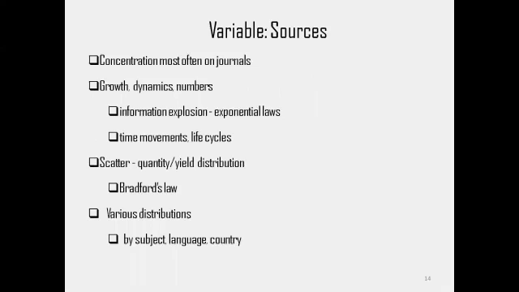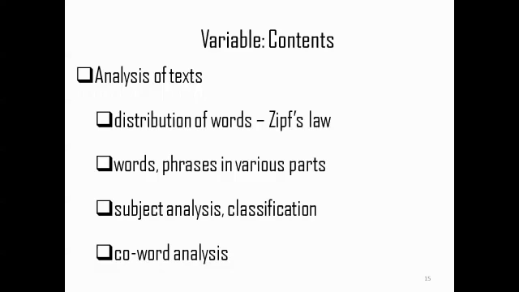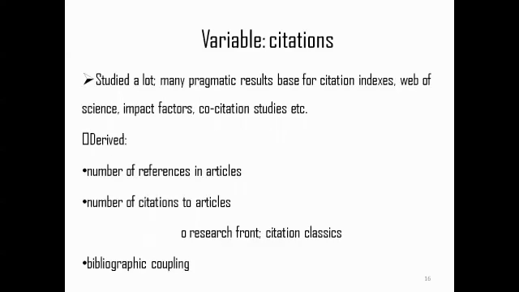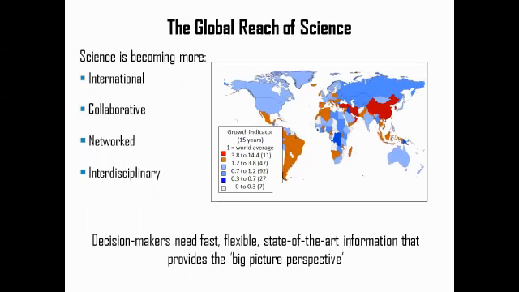Concentration is most often on journals, growth dynamics in numbers like information explosion, exponential growth, and time movements like life cycle, Price's life cycle, citation, and scatter, like quantity yield distribution, where Bradford's law can be applied, and various distributions by subject, language, and country. By content also we can analyze the distribution of words, where Zipf's law can be applied, words and phrases in various parts, subject analysis, classification, and co-word analysis. And with the variable citation, studied a lot, there are many pragmatic results from citation indexes like Web of Science and Scopus: number of references in an article, number of citations to articles, research front, citation classics, and bibliographic coupling. All these kinds of variables can be analyzed using these tools.